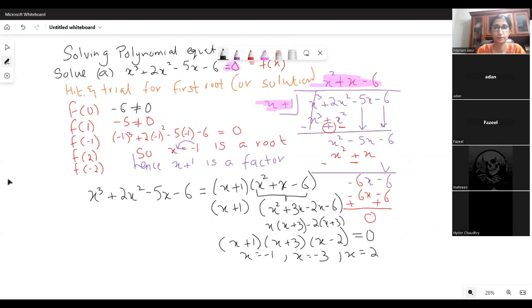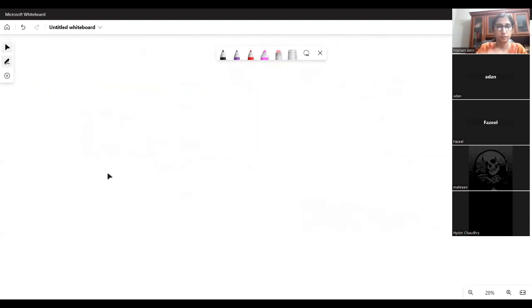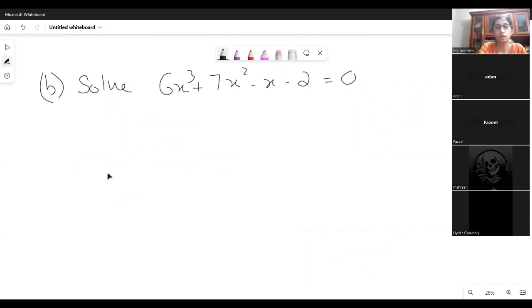Okay. Let's do one more question like this. Solve 6x cubed plus 7x squared minus x minus 2 is equals to 0. Now, please tell me what's going to be the first solution using hit and trial. Khud karo.